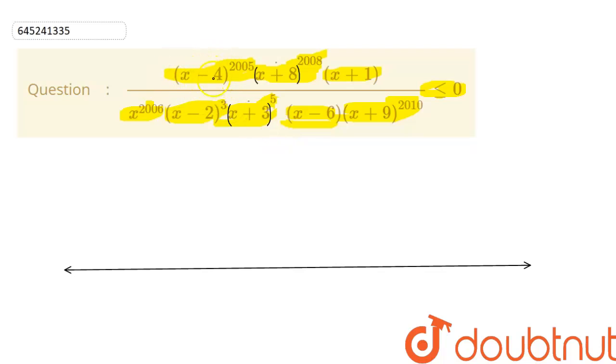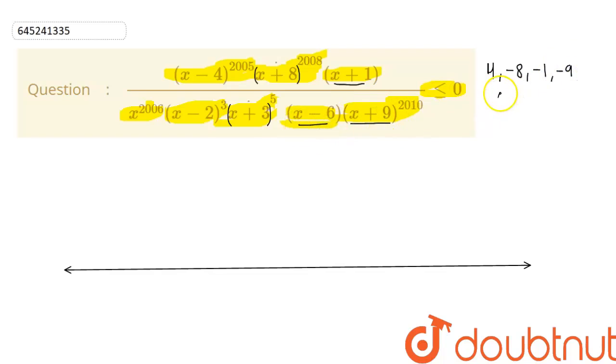So if we put x equals 4, then this (x minus 4) whole to the power 2005 becomes 0. So here we have x equals 4 as one critical point. And if we put x equals minus 8, then we get this term as 0. So here we have another critical point, minus 8. Similarly, we have x equals minus 1 as a critical point from this term. And from this, if we put x equals minus 9, then we get the value of this complete expression as 0. So we get minus 9 as another critical point.